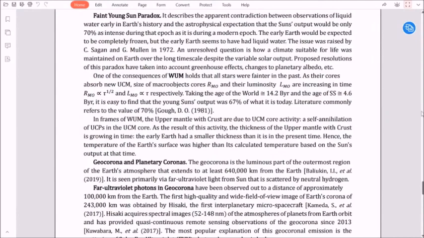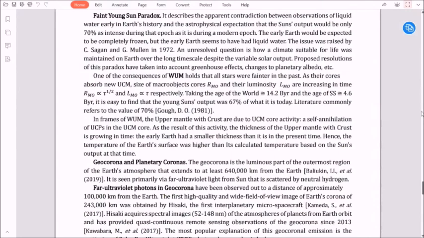One of the consequences of the UC model holds that all stars were fainter in the past. As their cores absorb new UC matter, the size of macro object cores and their luminosity are increasing in time, size proportional to the square root of time and luminosity proportional to time, respectively. Taking the age of the world as 14.2 billion years and the age of the solar system as 4.6 billion years, it is easy to find that the young sun's output was 67% of what it is today. Literature commonly refers to the value of 70%.